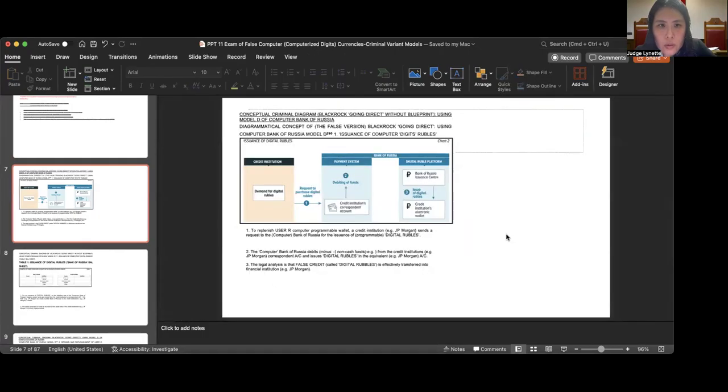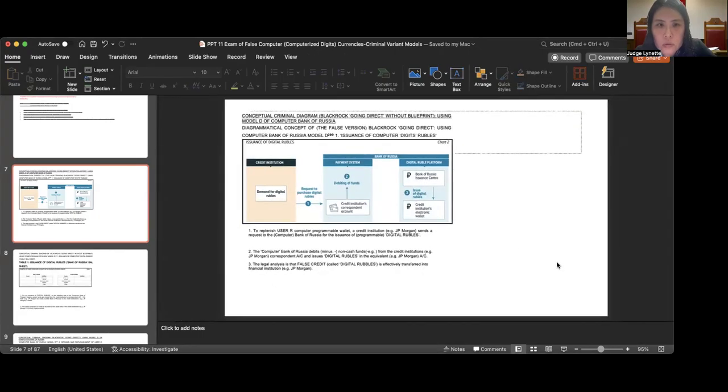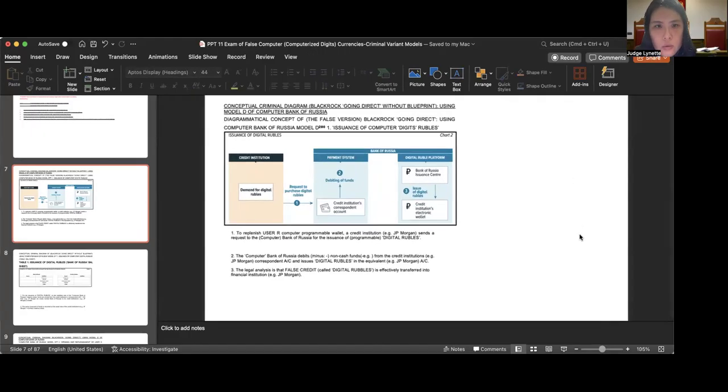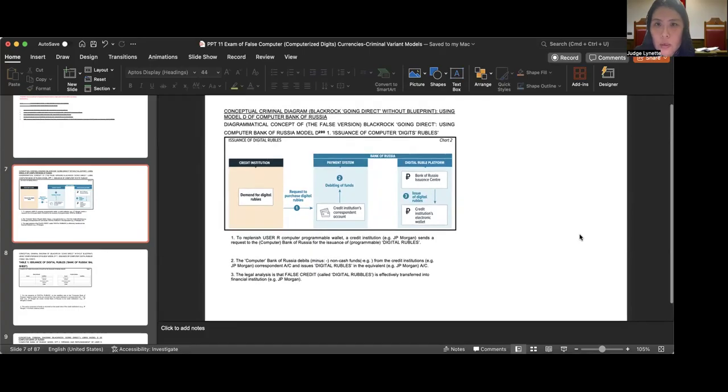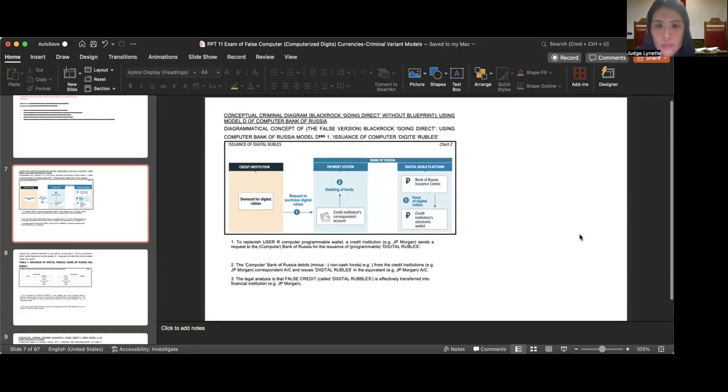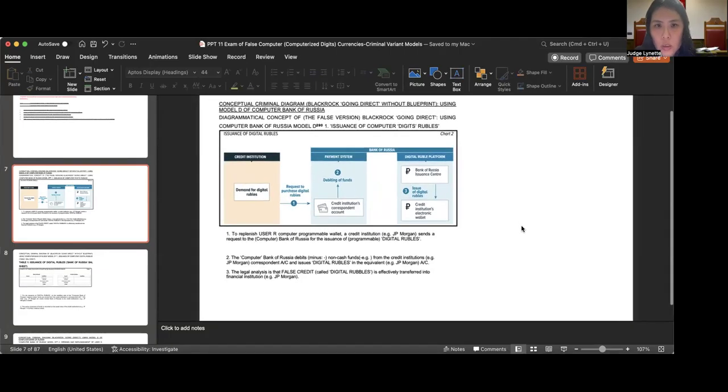So this is the conceptual diagram of BlackRock going direct with our blueprint using a virtual computer Bank of Russia model. So this is what the diagrammatical concept looks like. Under number 1, issuance of computer digital rubles.